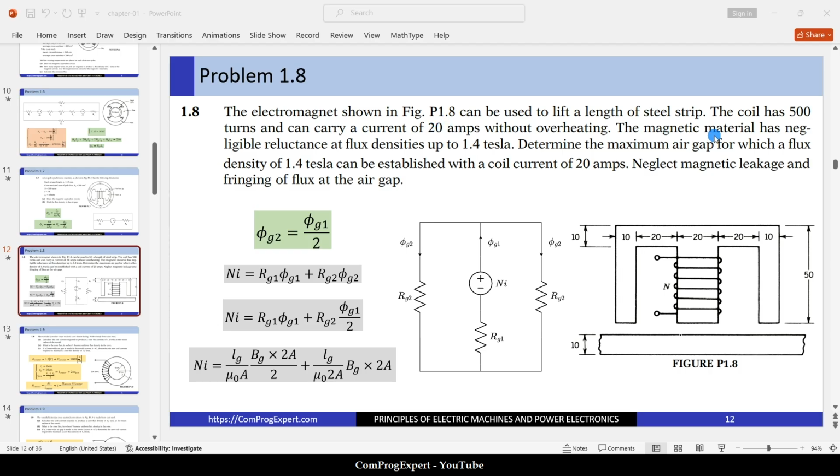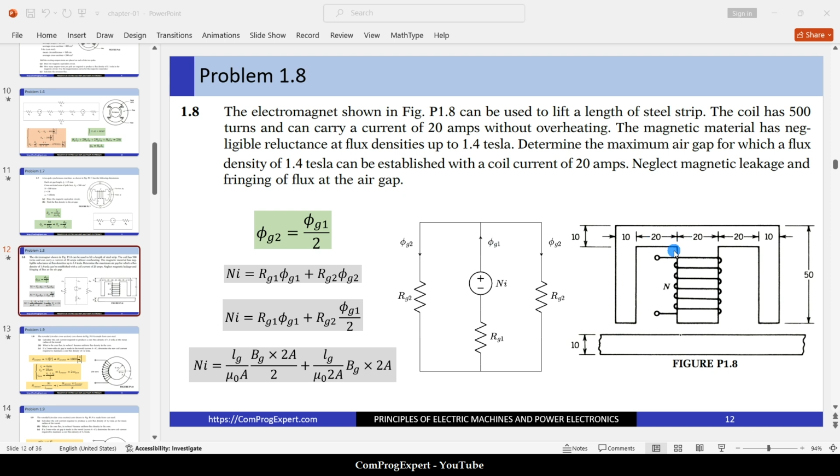The magnetic material has negligible reluctance at flux densities up to 1.4 Tesla. So as long as the flux density is below this number, the magnetic reluctance is negligible. Okay. Determine the maximum air gap for which a flux density of 1.4 Tesla can be established with a coil current of 20 amps. Neglect magnetic leakage and fringing of flux at the air gap.